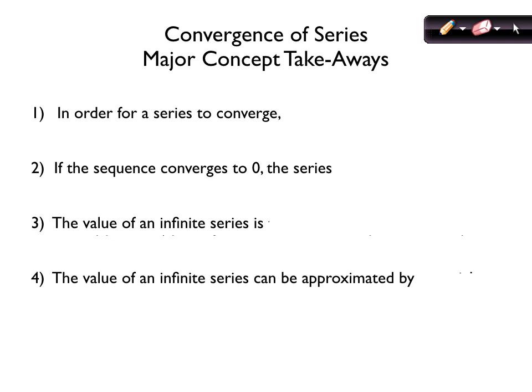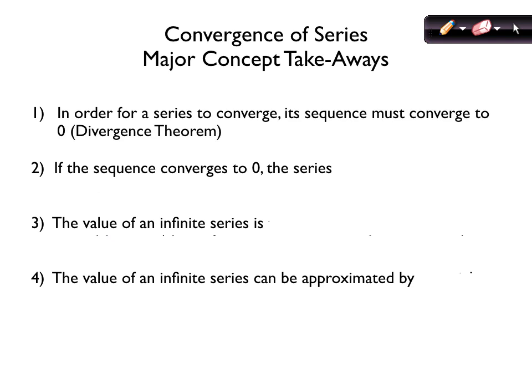Other questions? Okay, quick review. Take a minute. See if you can complete these sentences correctly. So these are the major points. In order for a series to converge, what has to be true? Yeah, Nick. The sequence must converge to 0. Yes, he said it word for word. The sequence must converge to 0. That's really the divergence theorem. If the sequence doesn't go to 0, conclusion, series doesn't converge. It cannot converge unless the sequence goes to 0. The series cannot converge. Okay?